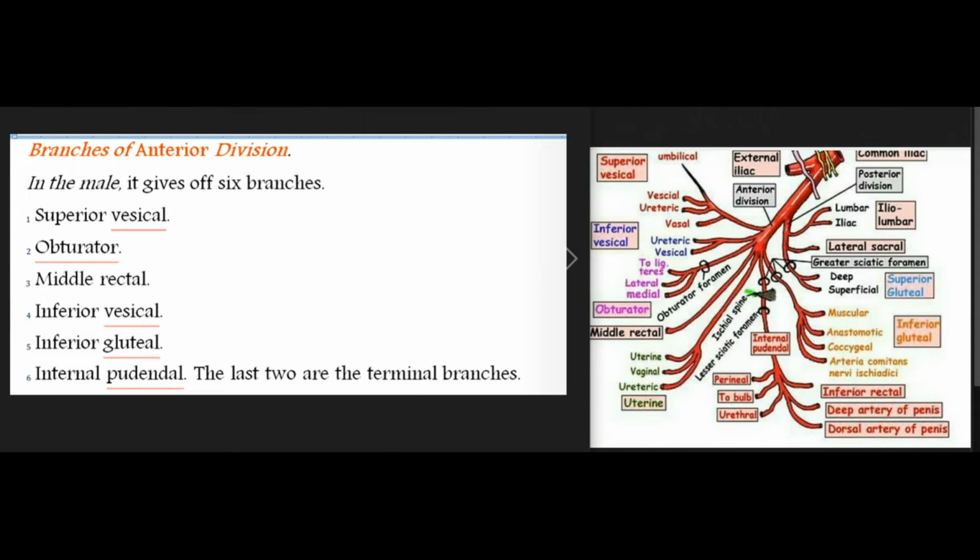Branches of anterior division. In the male, it gives off 6 branches. 1. superior vesical. 2. obturator. 3. middle rectal. 4. inferior vesical. 5. inferior gluteal. 6. internal pudendal. The last 2 are the terminal branches.